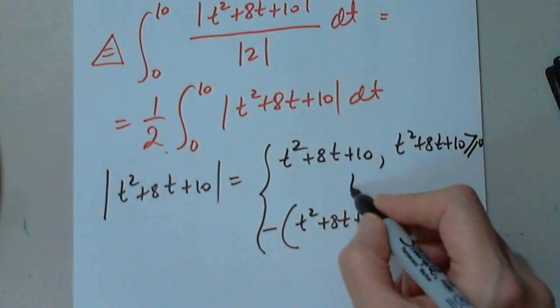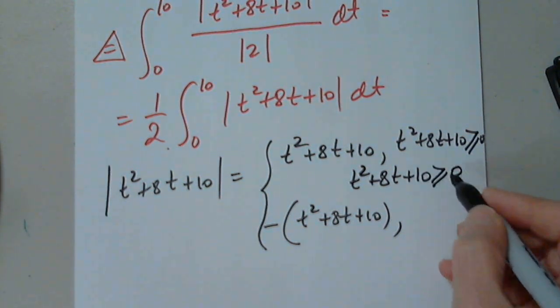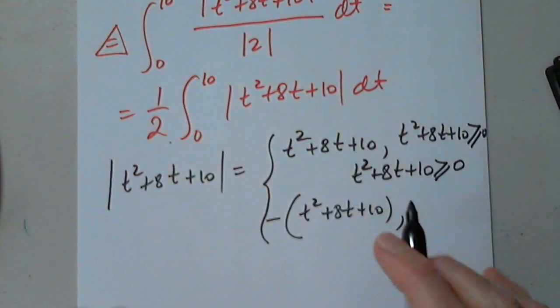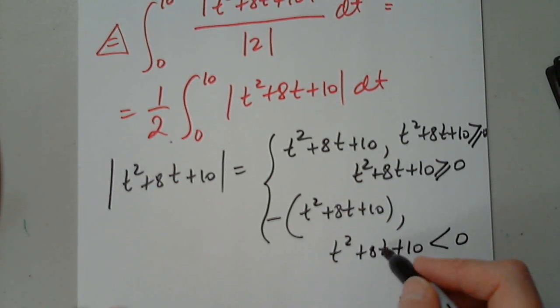I'm going to write this again here because it's not clear. And the other one, I'm not going to calculate anything. T squared plus 8t plus 10 less than 0.